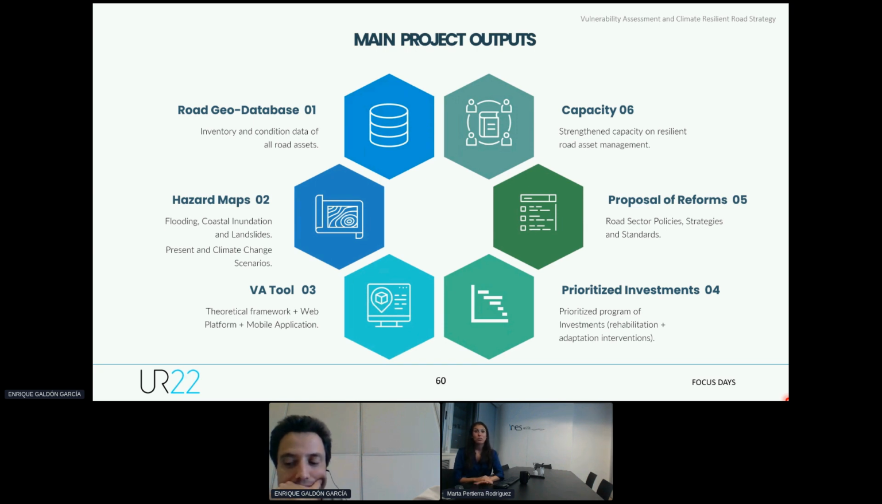The fifth was the proposal of reforms. As I was saying, we had to review this after all the other things were completed at first. We had to also review all the policies, the technical standards, and provide recommendations on how to improve those to ensure resilience to climate change and natural hazards in the future.